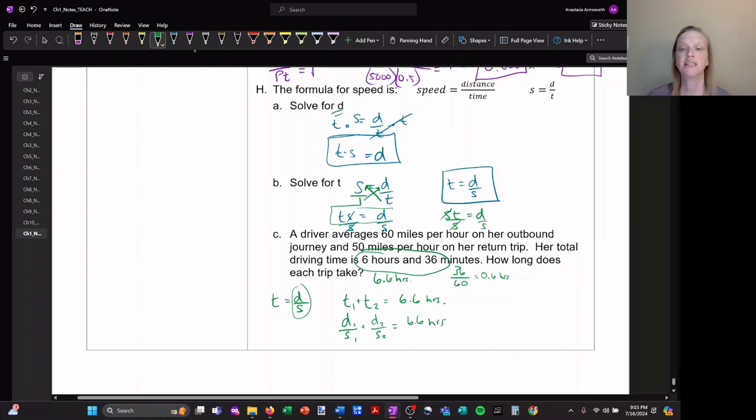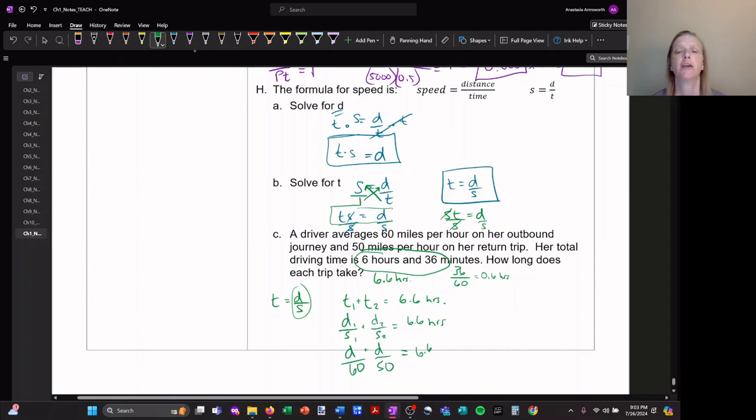Okay, the distance is the same. Distance 1 equals distance 2. It's just her speed that changed. So the distance doesn't need to have a distance 1 and a distance 2. It's just distance. But my speed 1 was 60, and speed 2, I guess it was rush hour or something, she couldn't drive as fast, is 50. That equals 6.6.